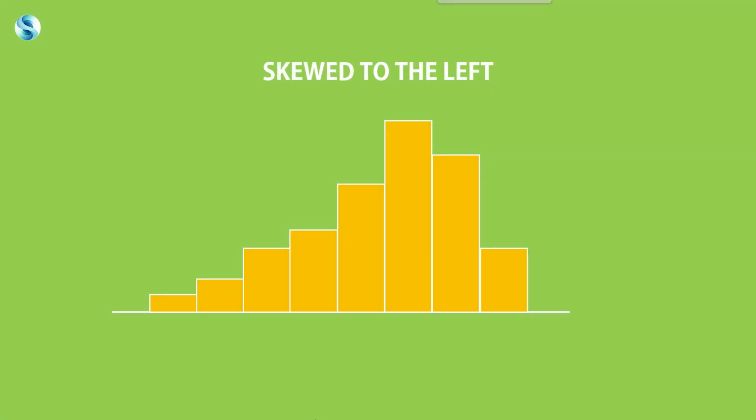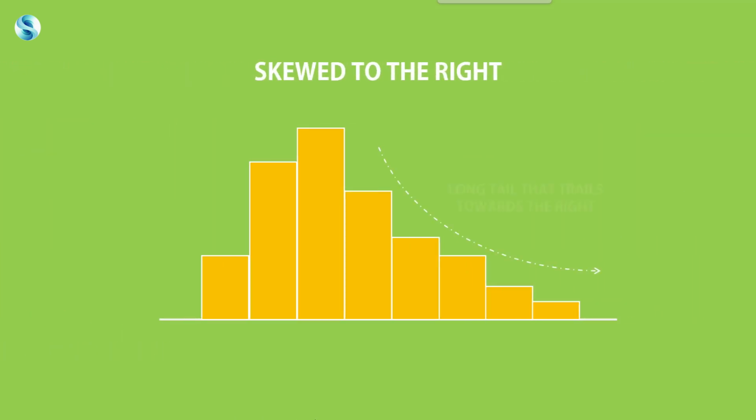So we say that if a distribution is skewed to the left, the mean is less than the median. In other words, the mean will be closer to the left side of the distribution, and the median will be closer to the right side of the distribution. In contrast, if you have a distribution that is skewed to the right, the mean is greater than the median. In other words, the mean will be closer to the right side of the distribution, and the median will be closer to the left side of the distribution.